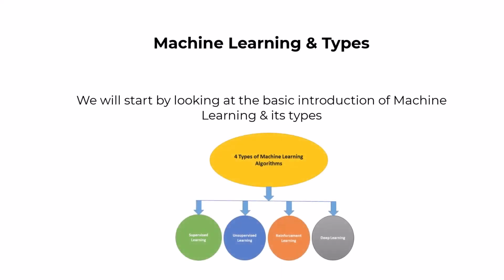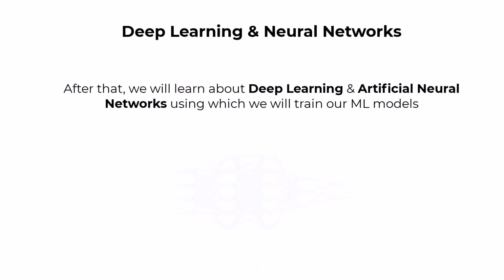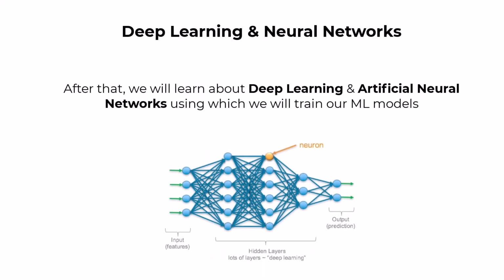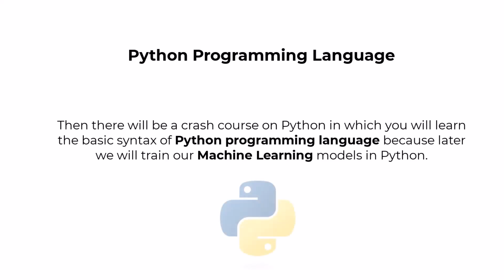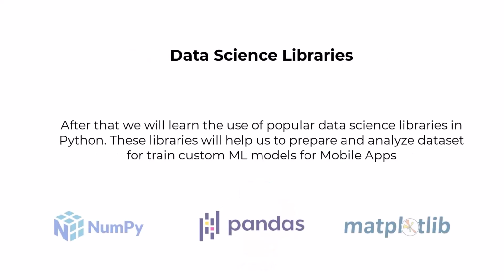We will start this course by looking at the basic introduction of machine learning and its types. After that, we will learn about deep learning and artificial neural networks using which we are going to train our models. Then there will be a crash course on Python in which you will learn the basic syntax of Python programming language. And we are learning Python because later we are going to train our ML model using Python. After that, we will learn about different data science libraries like Numpy, Pandas, and Matplotlib. And these libraries will help us to prepare and analyze datasets for training our custom models.